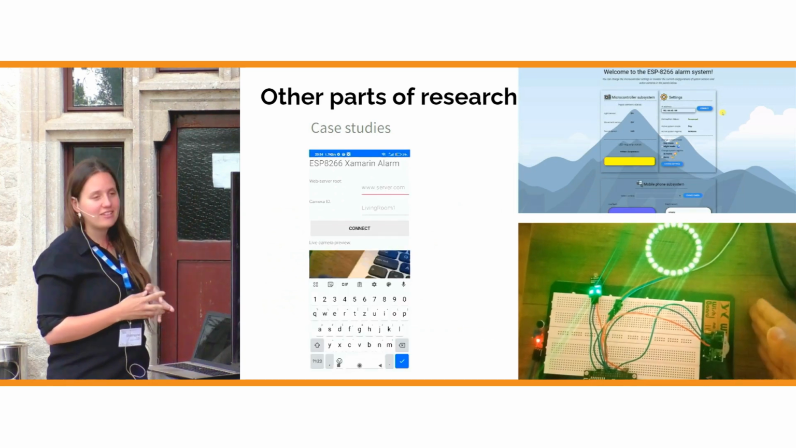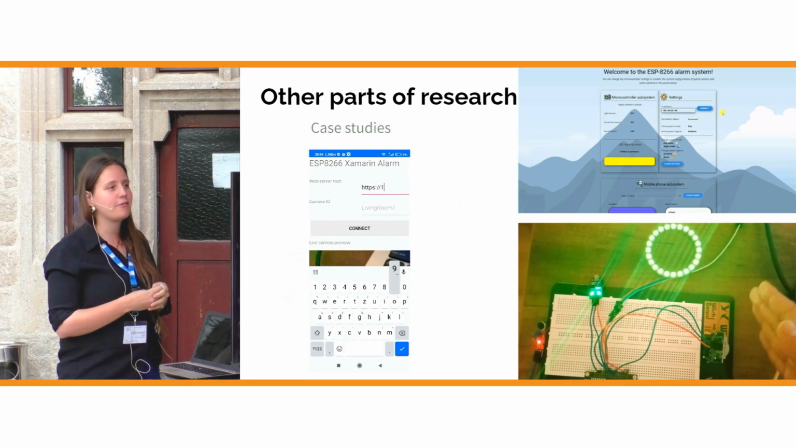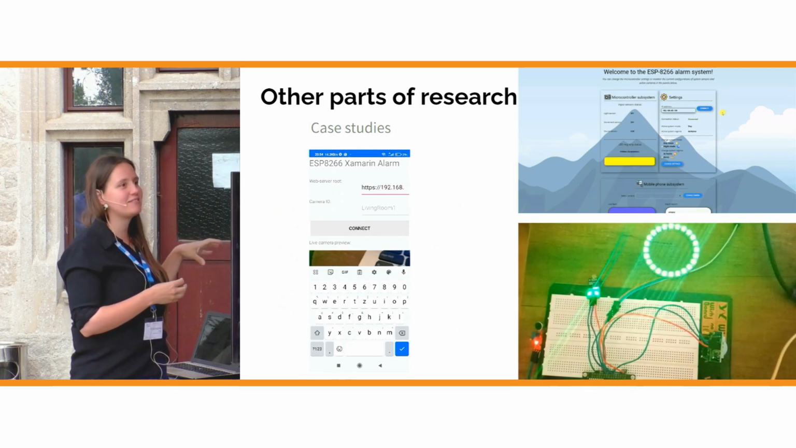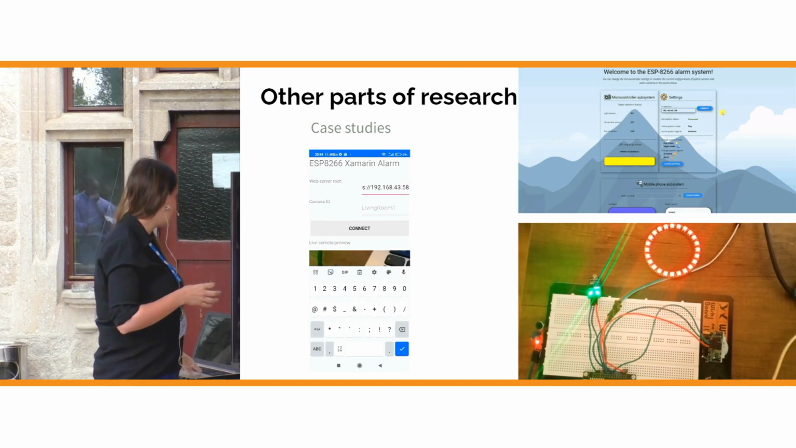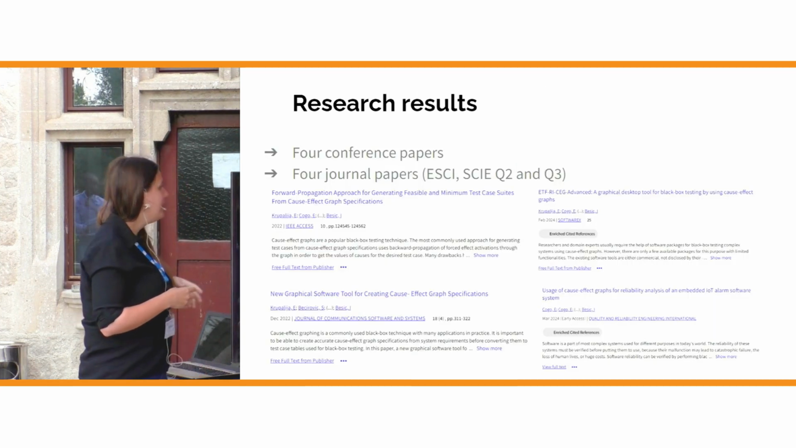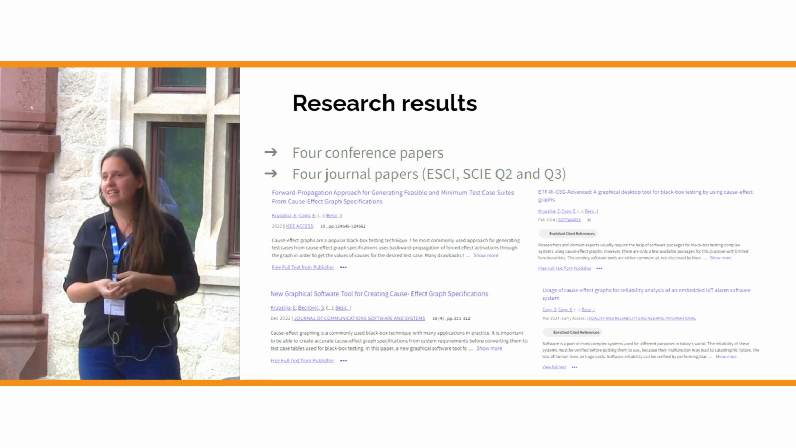We also did several case studies which are really interesting in order to see whether my algorithms perform better. And it all comes down to this very beginning and trying to help students create these cause-effect graph representations better. In the end, we published 4 conference papers and 4 journal papers, so my PhD study is mostly done.